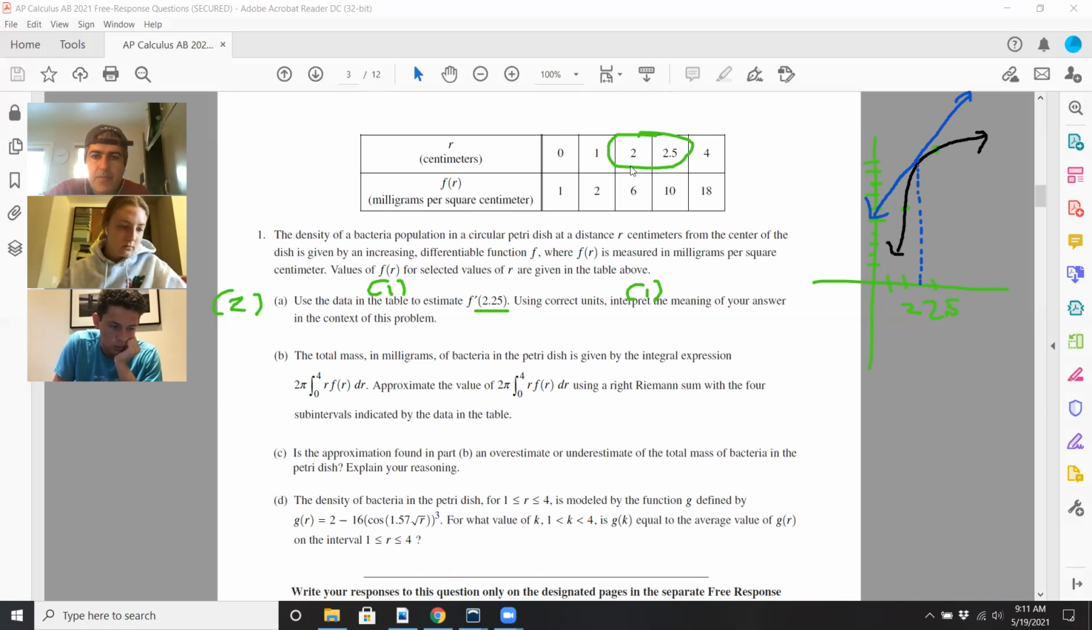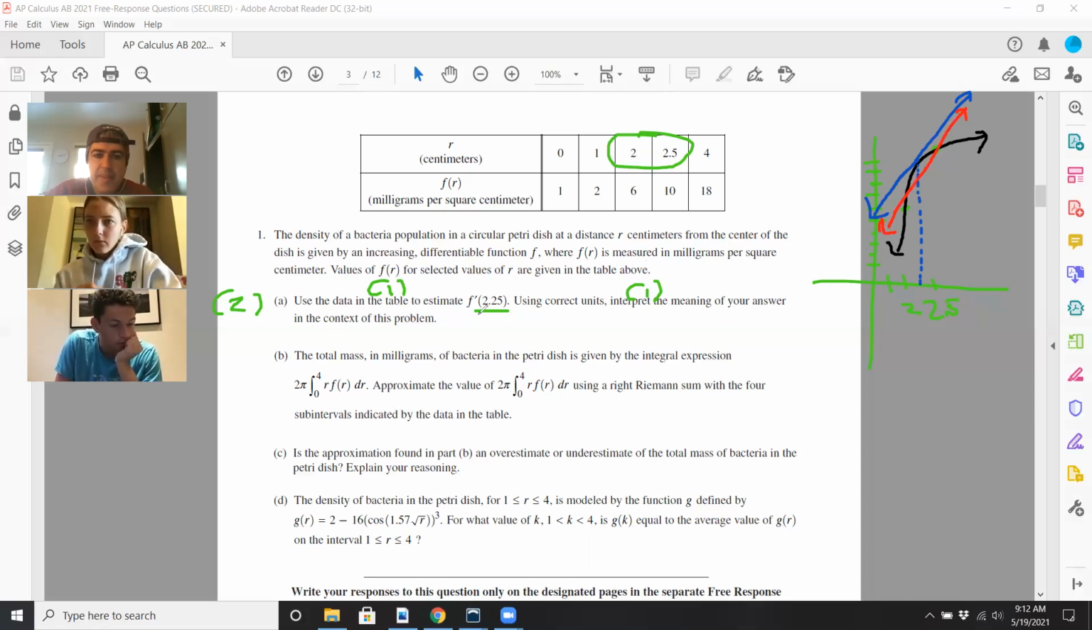Well, what if I drew a secant line through R equals 2 and R equals 2.5? It's fair to say that the red and blue lines are not totally parallel, but are kind of parallel. They're close enough. So the secant line could be a good estimate of F prime because I chose 2 endpoints that were symmetric about 2.25, right? 2 is 0.25 less than 2.25. 2.5 is 0.25 more than 2.25. So there we go, okay?